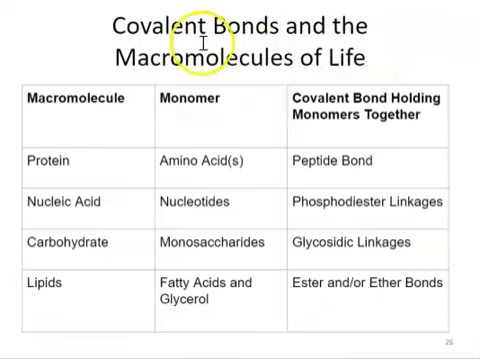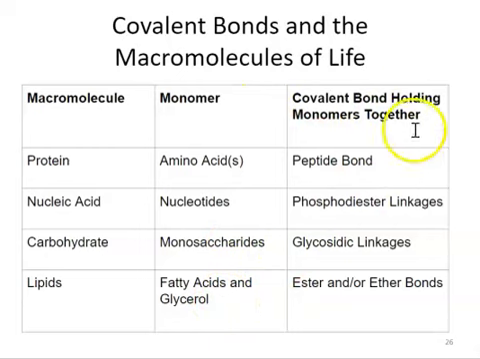Covalent bonds are really important in forming molecules, and therefore they're also really important in forming macromolecules, including the macromolecules that make up living things. The 4 categories of macromolecules important in living things are proteins, nucleic acids, carbohydrates, and lipids. Each of them has a building block: amino acids, nucleotides, monosaccharides, and fatty acids and glycerol.